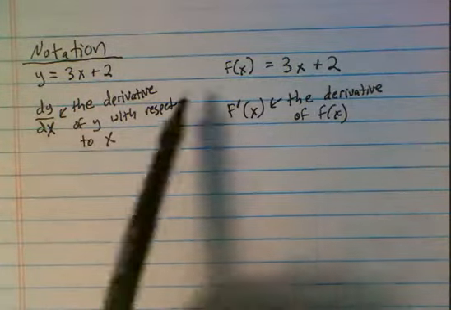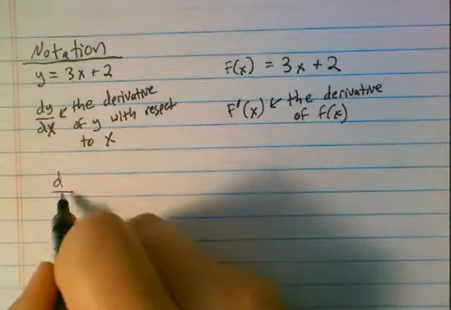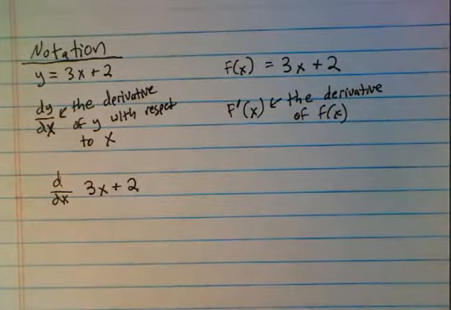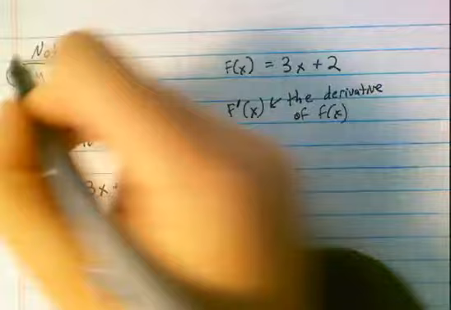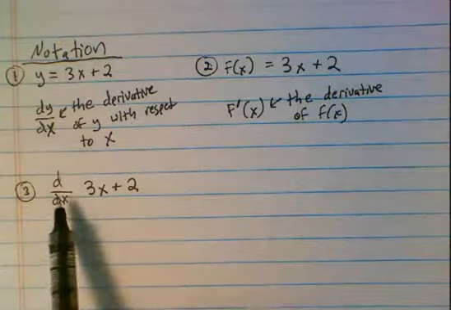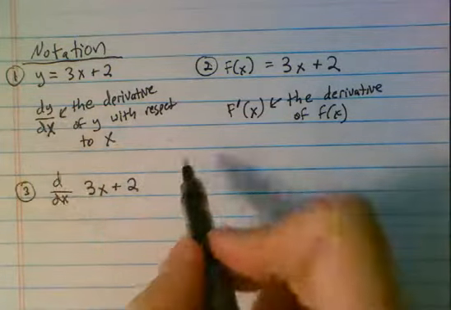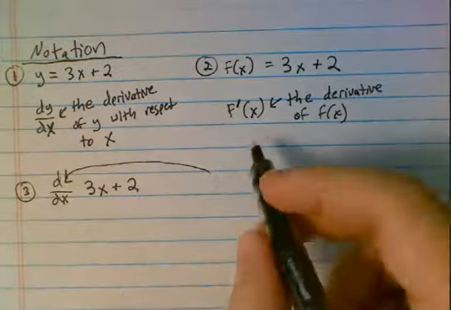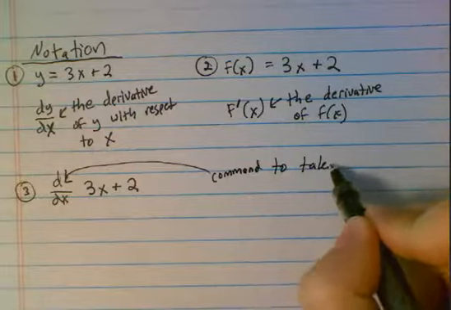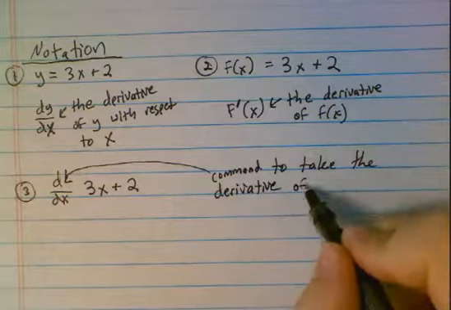I want to contrast these two notations though with a third one. d dx of 3x plus 2. I'm going to number these so that we keep them a little clearer. This is different. This dy over dx is different from d over dx. Specifically, this is a command to take the derivative of what's to the right.